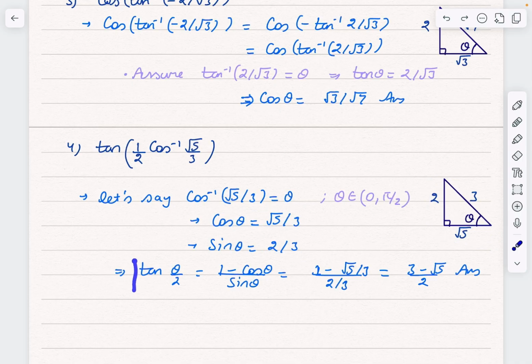And then tan theta by 2. With the best formula to find tan theta by 2, it is 1 minus cos theta by sin theta. So put value of cos theta, put value of sin theta. You solve, you get 3 minus square root 5 by 2.